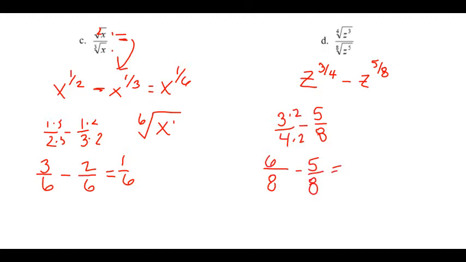So I get 1/8. And when I write it as a radical, it will be z under the radical. My index will be 8. And it's to the 1st power. So this will be my final answer.